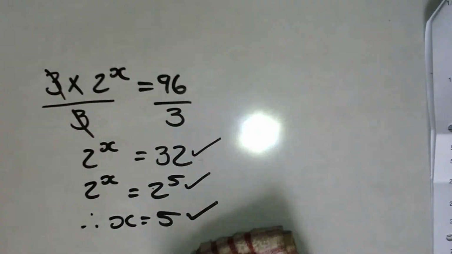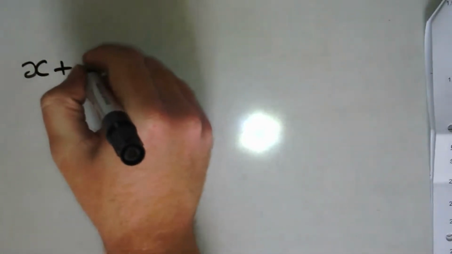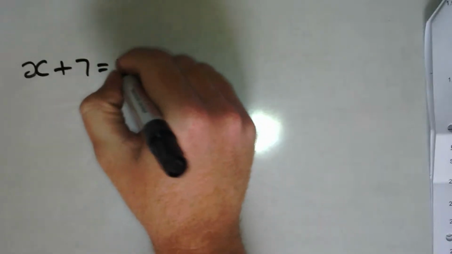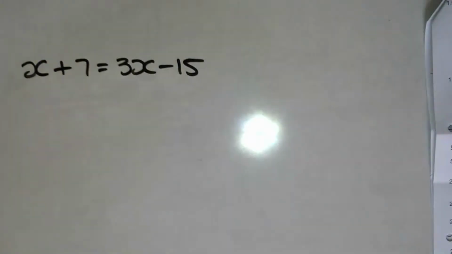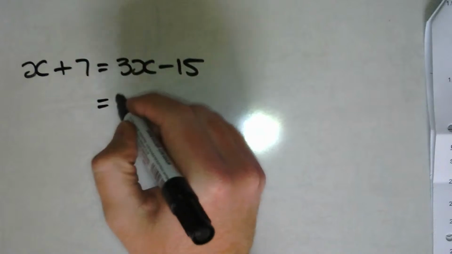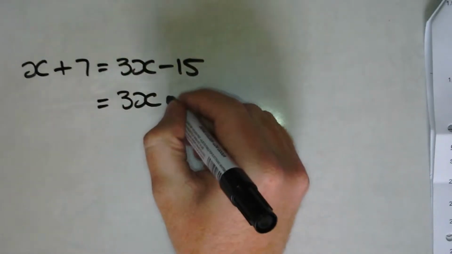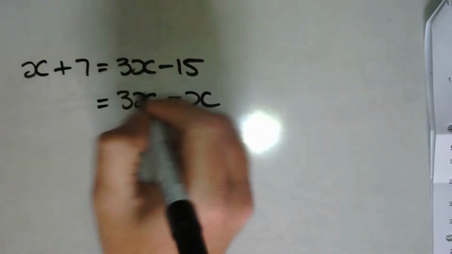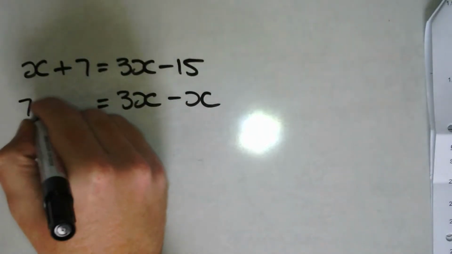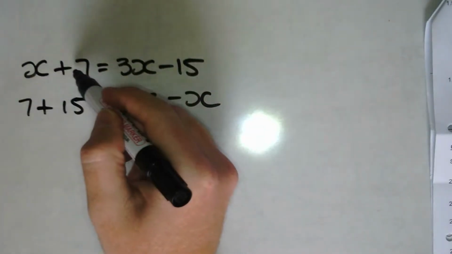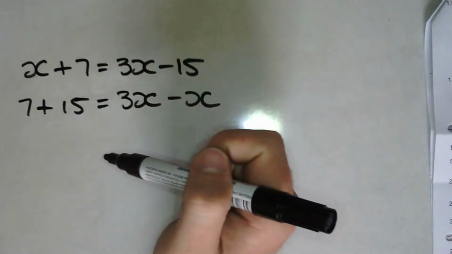Right, let's move on to our next question. Our next question asks us to simplify the following equation. So it will be x plus 7 equals 3x minus 15. Now you put all the x's to one side and all the constant values to the other side. In this case, I'm going to keep 3x here, and I'll bring the x over, which changes to a negative. I'll have the 15 and the 7 over here. Remember, the 7 is already positive. The 15 now changes to positive.